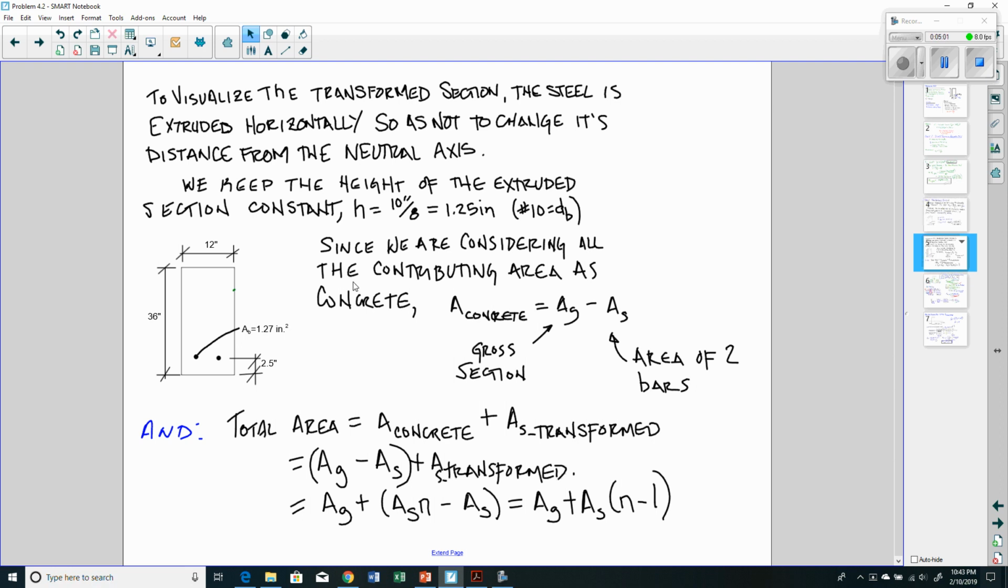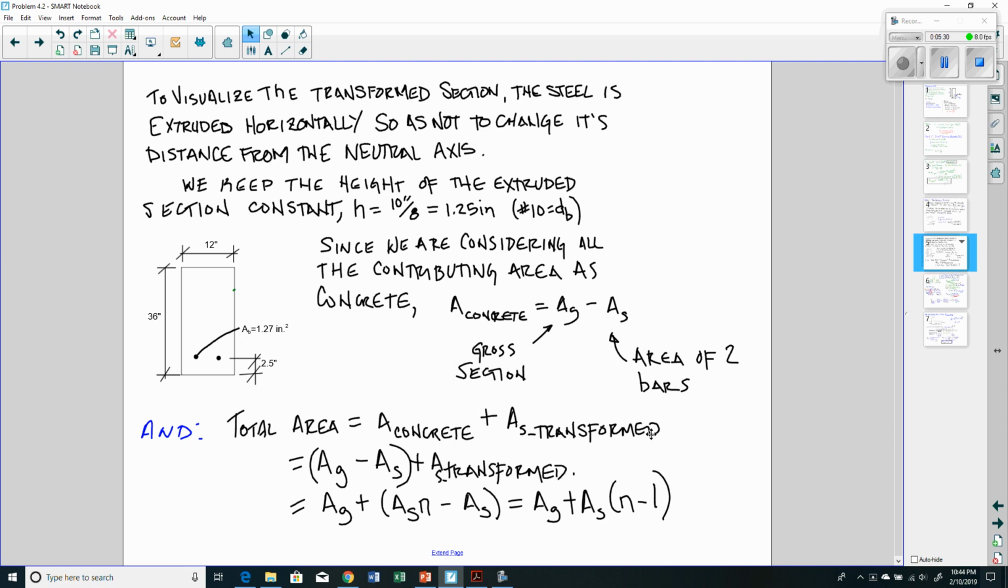We're considering all the contributing area as concrete. Therefore, when we look at just this concrete section and we take out these bar areas, this is the gross section area minus the area of two bars. So our area of concrete is Ag minus As. And we say that the total area, when we consider the transform section, is the total area of concrete minus the area of the two bars, because that's occupied by steel.